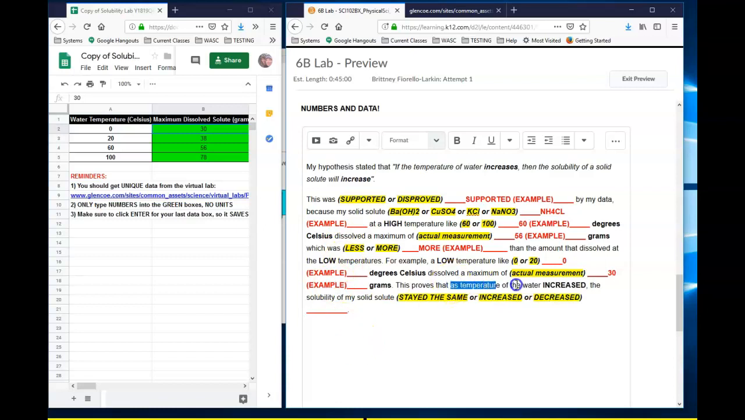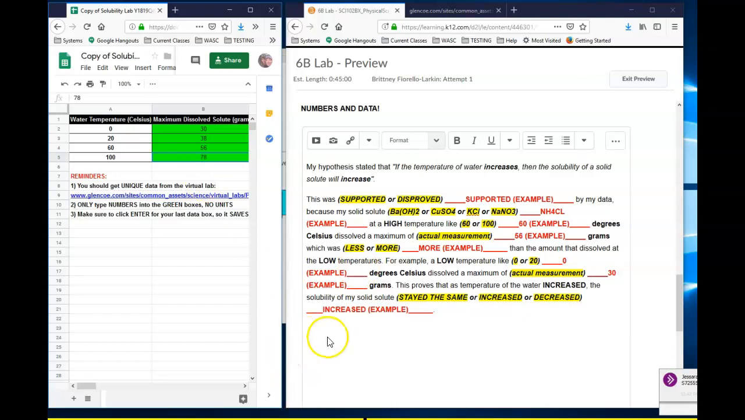And so this proves that as temperature increased, as I got to higher temperatures like 60 or 100 degrees, the amount of the solubility of the solid solute, the amount that dissolved, definitely increased. Smiley faces, everyone, if that makes sense. It definitely increased, right? We see bigger dissolving numbers here than down here. Excellent. Thank you, Noah. Looking good.